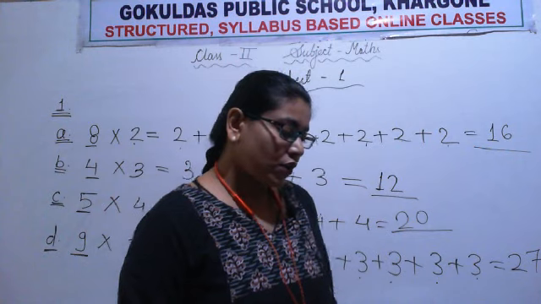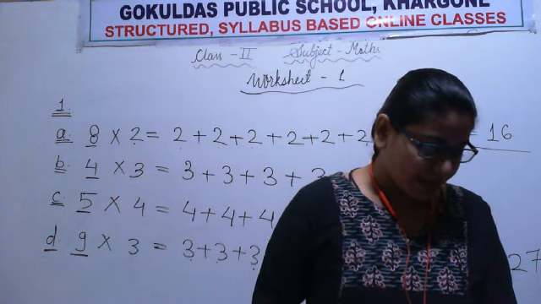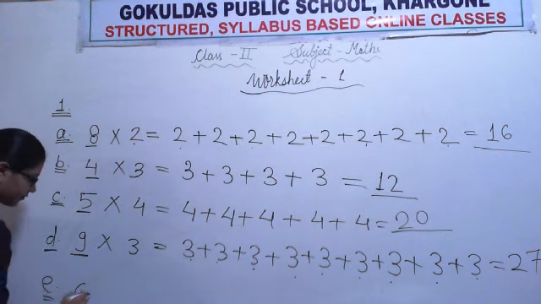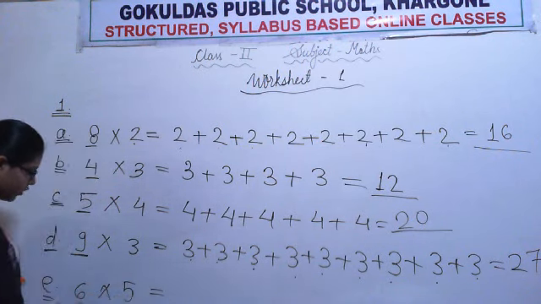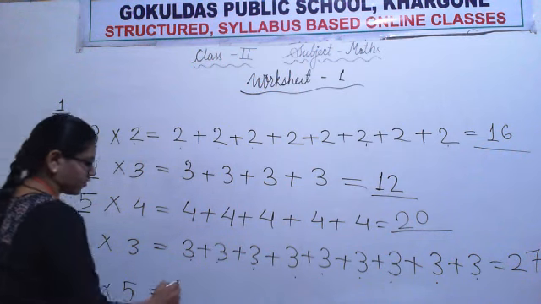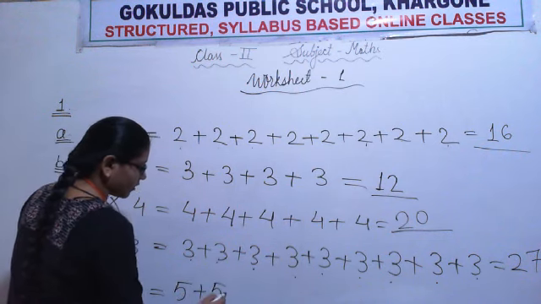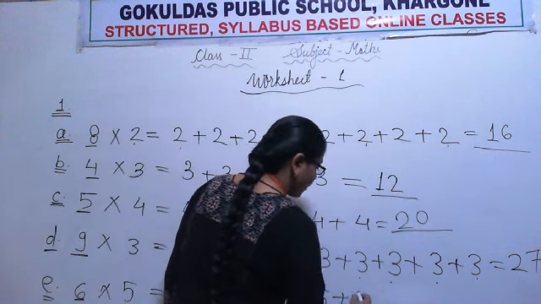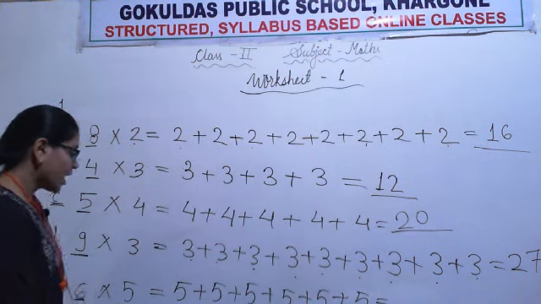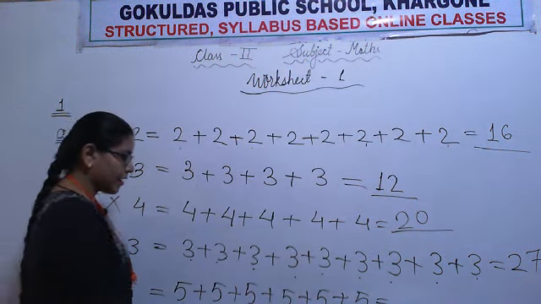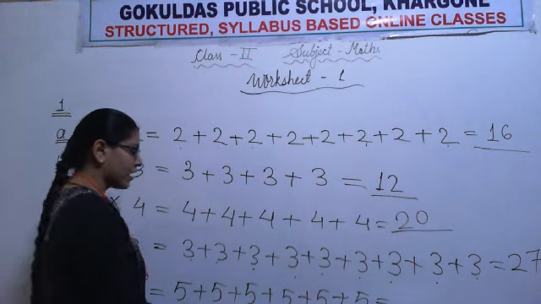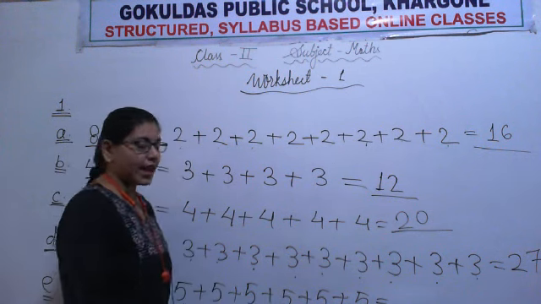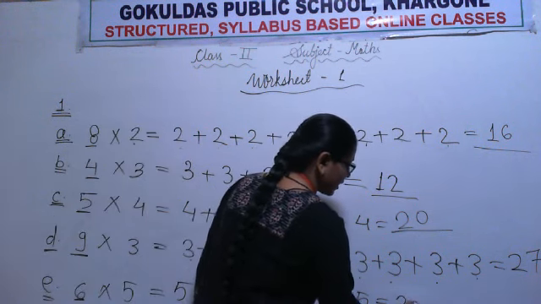And the last question of the same is 6 into 5. So 6 times 5. So 1 time, the second time, third time, fourth time, fifth time and for the sixth time. So 5 plus 5 is 10, plus 5 is 15, plus 5 is 20, plus 5 is 25 and 25 plus 5 is 30.